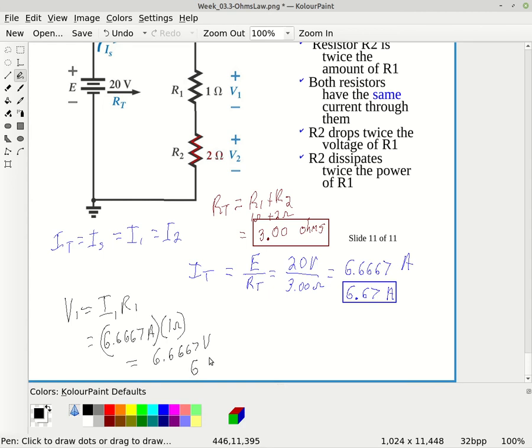And then again, if I'm going to put that into Blackboard now, it's going to be 6.67 volts. And so that's going to be my Blackboard value for V1.